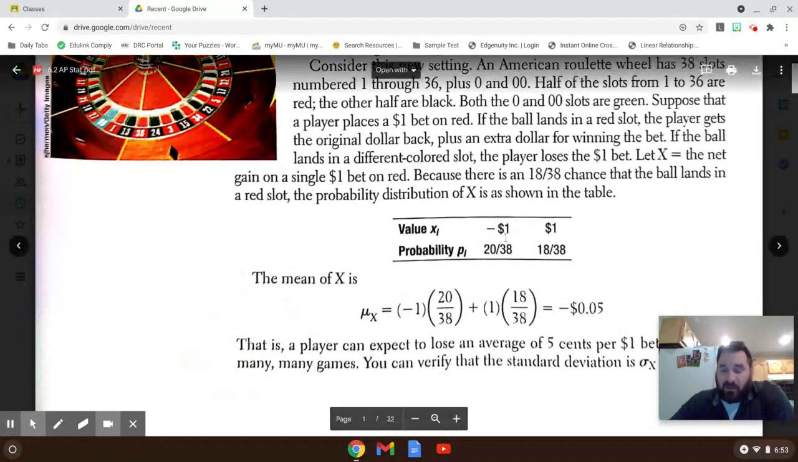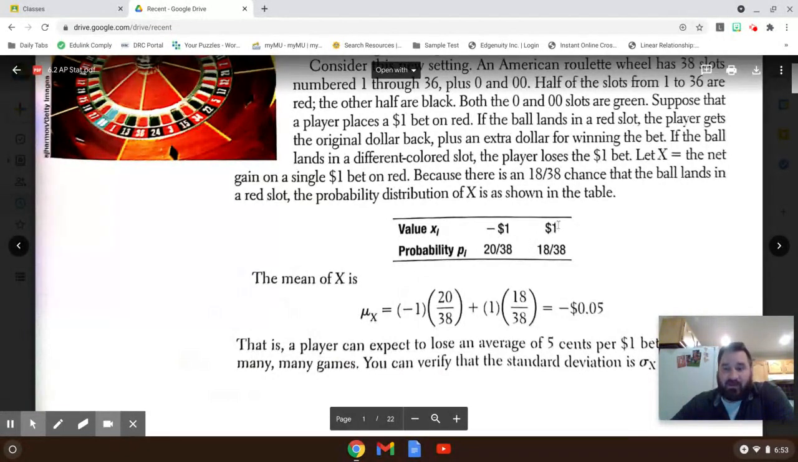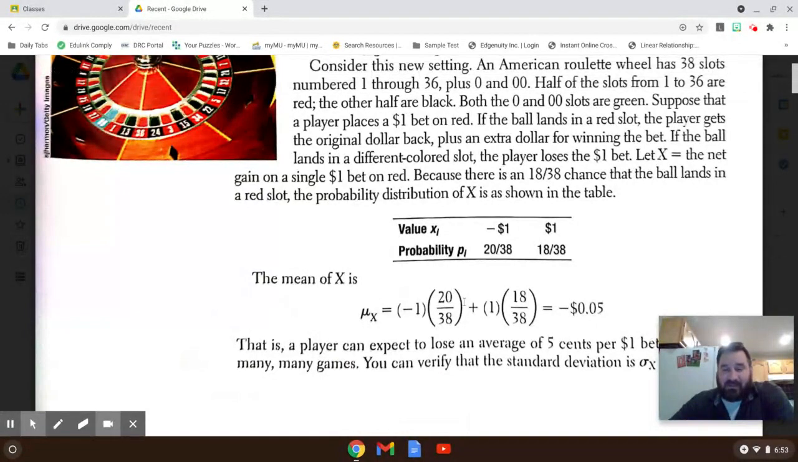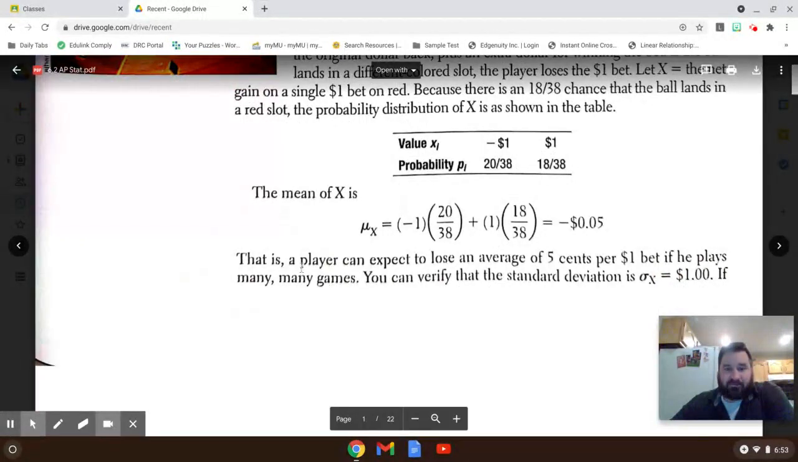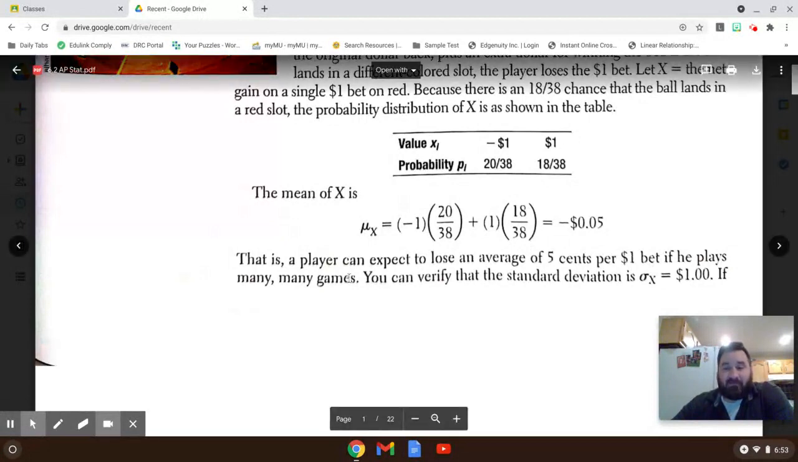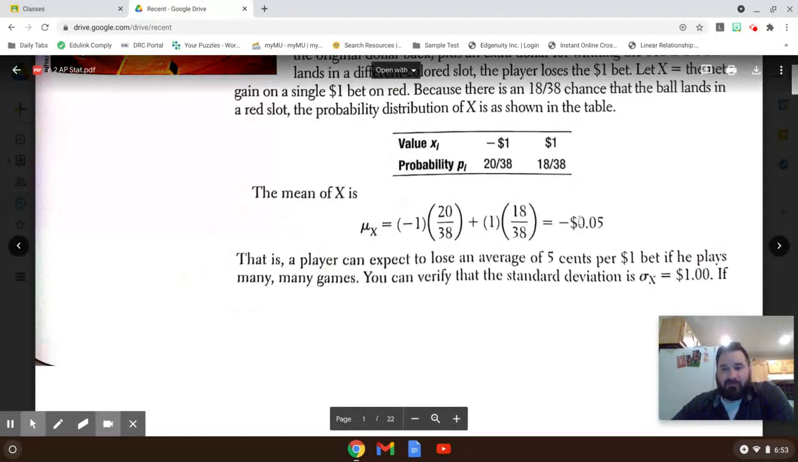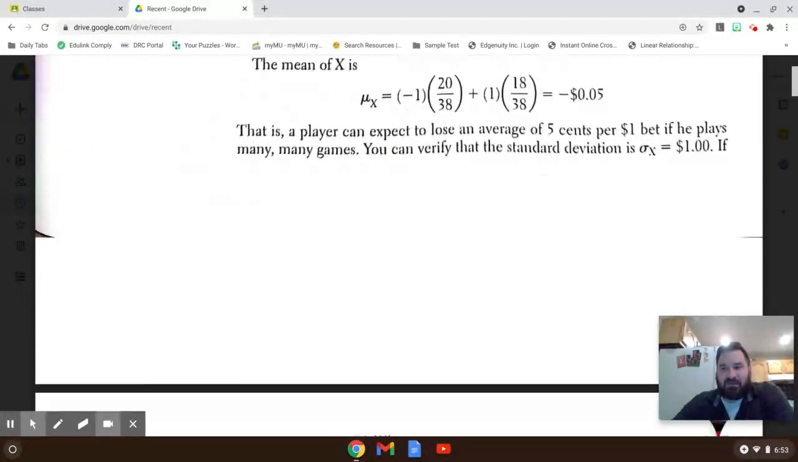So let's get back to this. We have -1 times 20 over 38 plus +1, that's our gain, times 18 over 38. If you add all that up, that's exactly how you find the average of a probability distribution. You get -0.05. That's -5 cents. So what that tells us is that a player can expect to lose an average of 5 cents per dollar bet if he plays many, many games by betting on red. And you can verify the standard deviation is $1. But again, you won't really have to find standard deviations much.